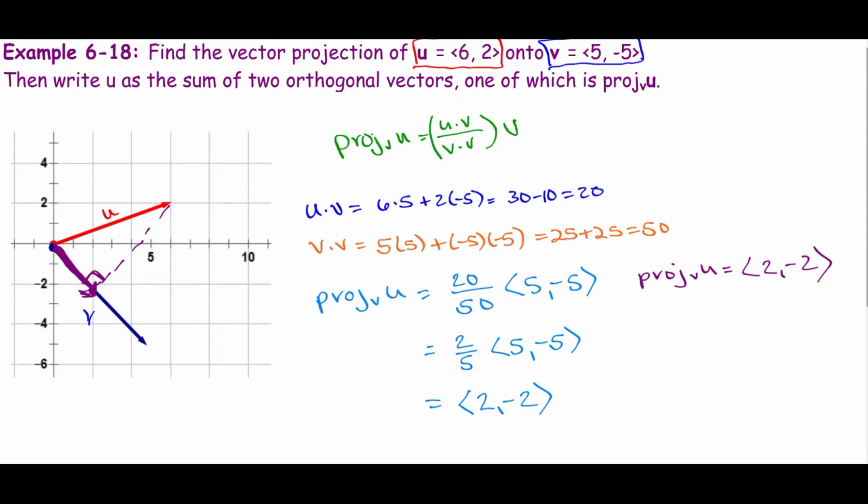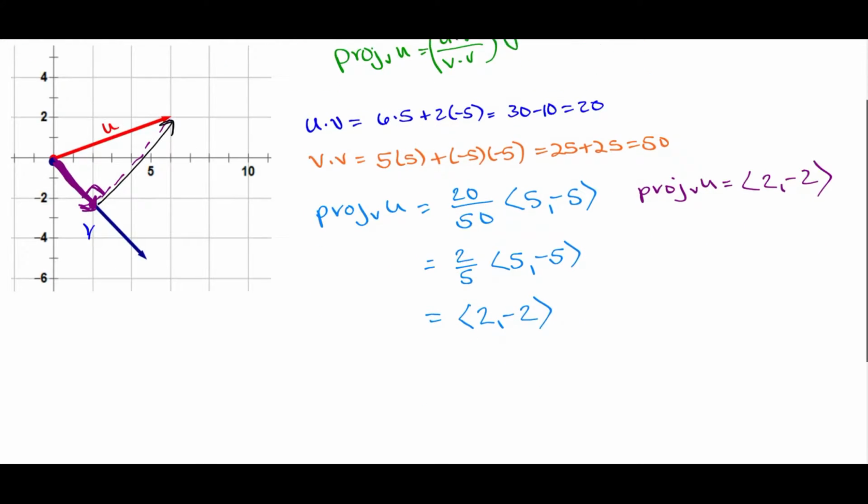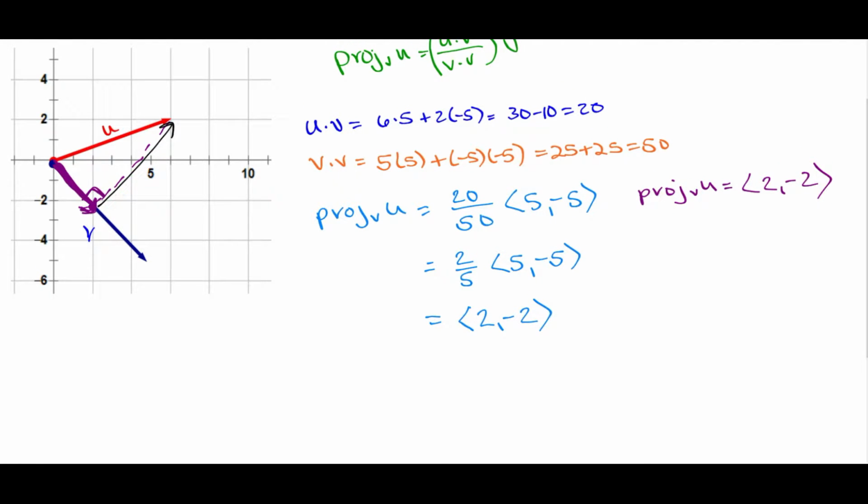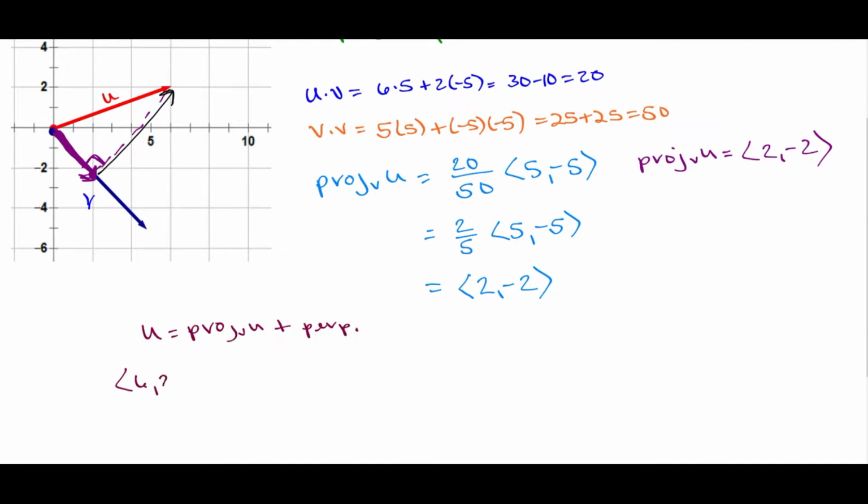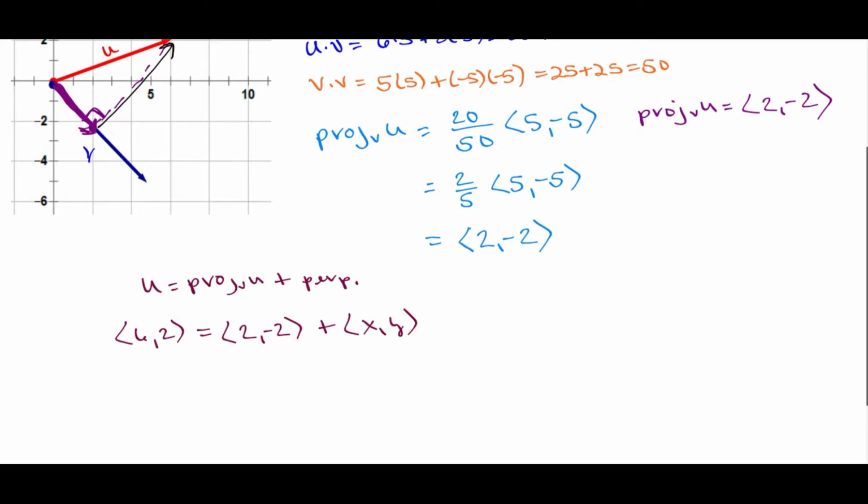Then we also want to find this other vector here. I'm going to find this black vector, which is my perpendicular vector. To do that, we're just going to do a little bit of arithmetic. u is our projection vector plus the perpendicular vector. Remember, u was the vector 6, 2. My projection vector is 2, negative 2, plus my perpendicular vector, which is going to have a horizontal component x and a vertical component y. So I'm just going to do a little bit of algebra to solve. 6 equals 2 plus x, so x equals 4, and 2 equals negative 2 plus y, so y equals 4 as well.